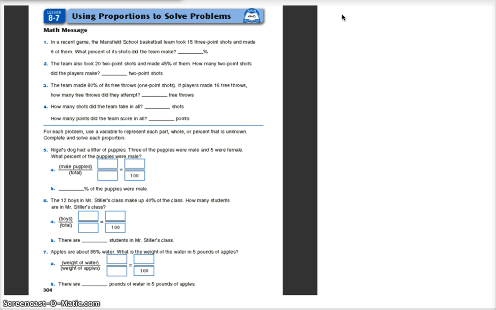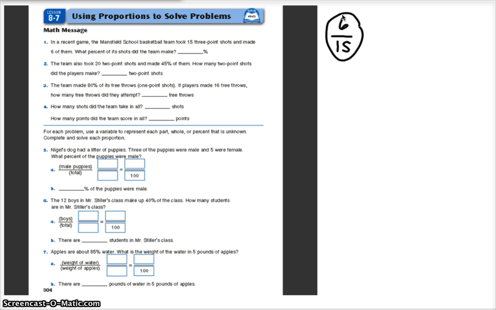So for number 1, it says, in a recent game, the Mansfield school basketball team took 15 three-point shots and made 6 of them. What percent of the shots did the team make? So this is right up your alley, talking about basketball. So they took a total of 15 shots and they made 6 of them. So how do we convert this fraction into a percent?